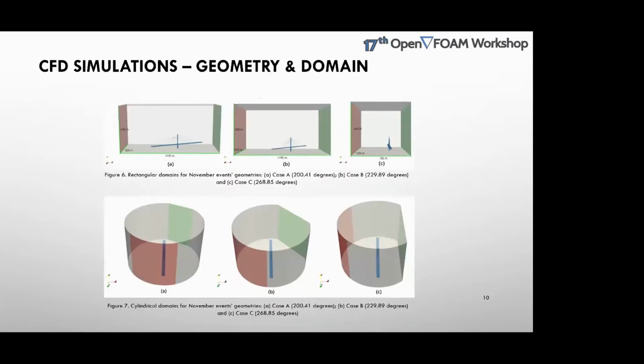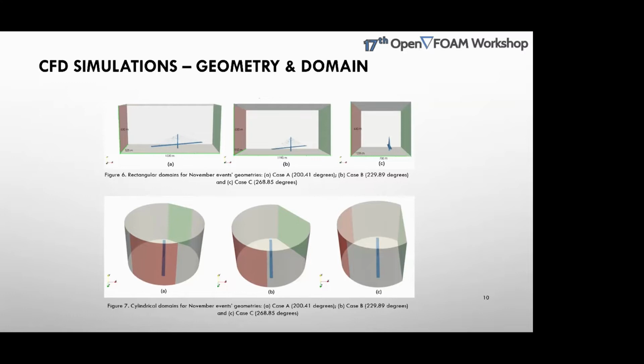So here we come to the simulations. First is the geometry and the domain. We have 2 kinds of domains here. As you can see in figure 6 up there, it's the most commonly used rectangular domain. So the green face is the inlet and the red face is the outlet. The geometries over there are set under the yaw angle accordingly.